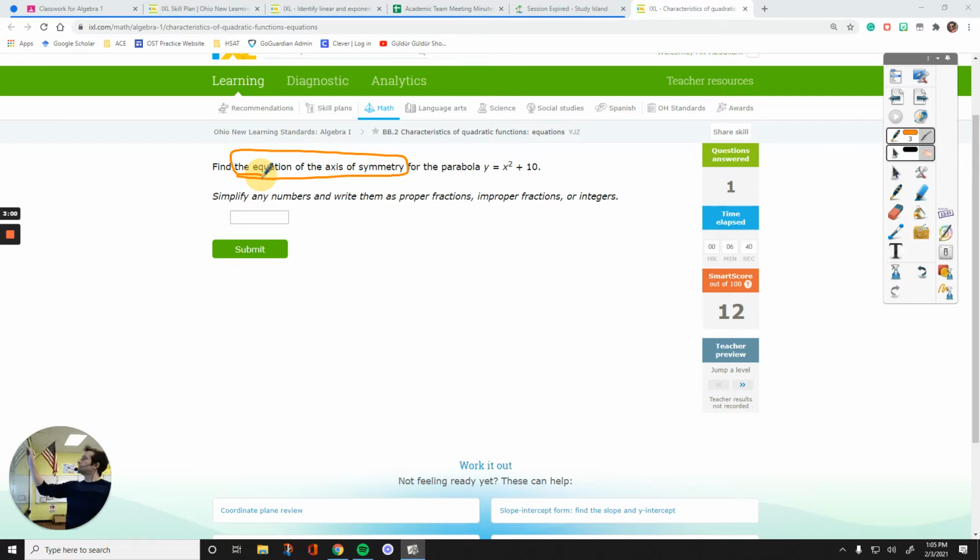In here, that's going to look like x equals a number. That number is going to be negative b over 2a. But what about that b and a? Where did they come from? Let me just put the general form.